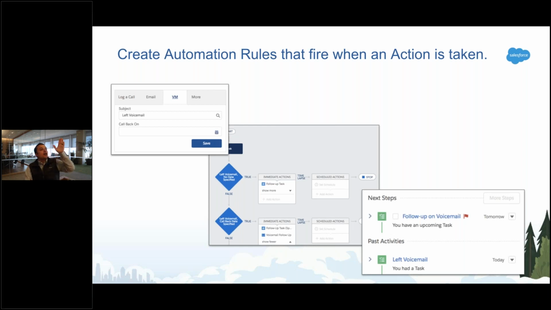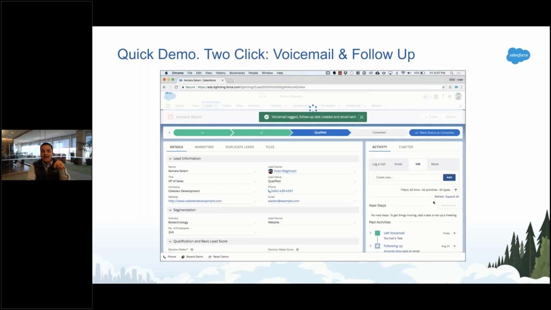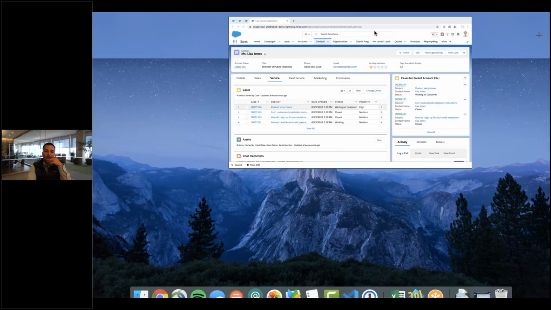Why are you making someone log it, type in everything, pick everything, and then create the manual follow-up? Just do this. You do it once and everyone benefits. They'll go to the left of the voicemail action, they click save, and that action's logged and a follow-up task has taken effect. So I'll show you real quickly.